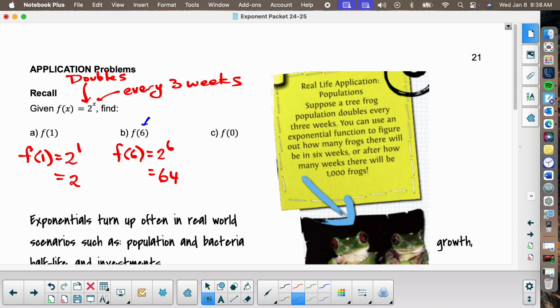Is it 6 weeks? Close. It's going to be 6 sets of 3 weeks. I mean, the 6 weeks was a decent guess. So basically, the 6 means that the frogs have doubled 6 times. And so since it doubles every 3 weeks, that would be how many 3-week sets it's got. So 18 weeks. Okay?